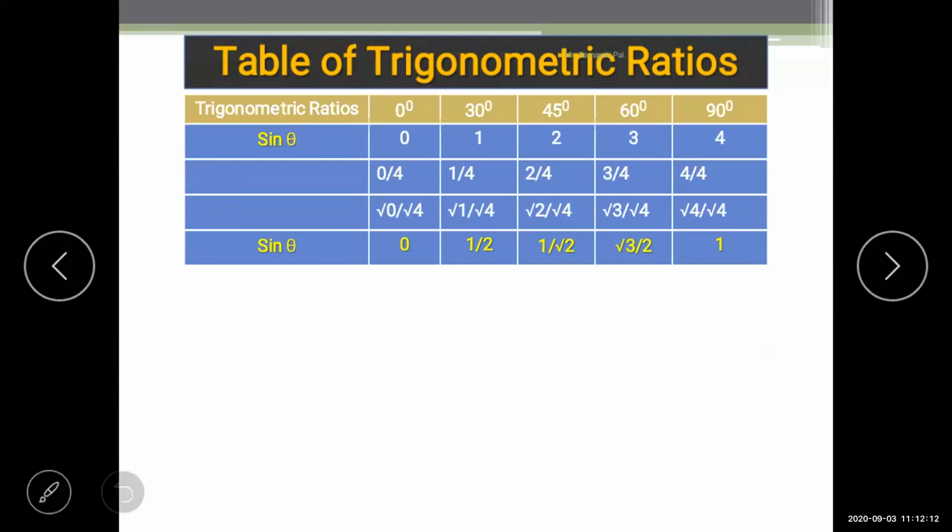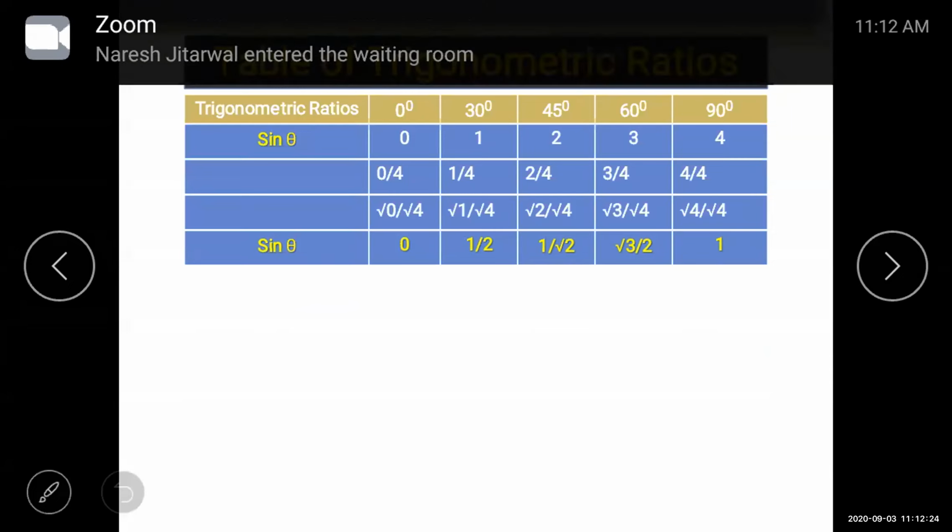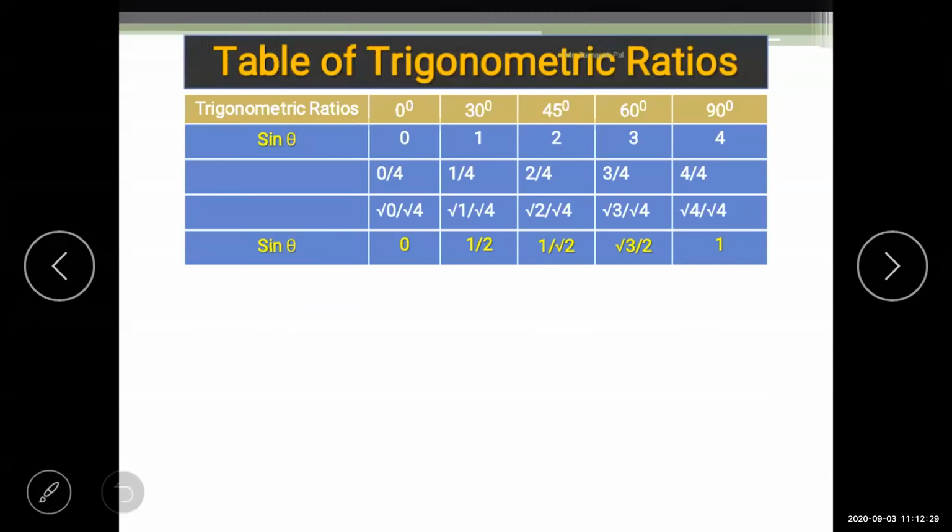So let's see what is sine theta now. Sine 0 degree is 0. Sine 30 degree is 1 upon 2. Sine 45 degree is equal to 1 upon root 2. And sine 60 degree is root 3 upon 2. Sine 90 degree is 1. Okay. So I think everyone now understood how to draw a table of trigonometry ratio. Is it clear?